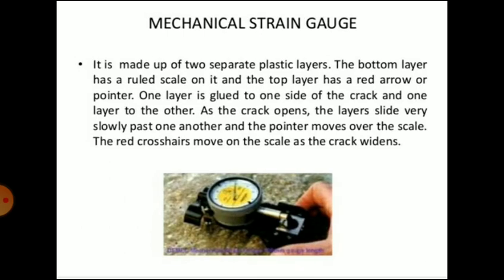It is made up of two separate plastic layers. The bottom layer has a ruled scale on it, and the top layer has a red arrow or a pointer. One layer is glued to one side of the crack and one layer to the other. As the crack opens, the layers slowly slide past one another, and the pointer moves over the scale. The red crosshairs move on the scale as the crack widens.